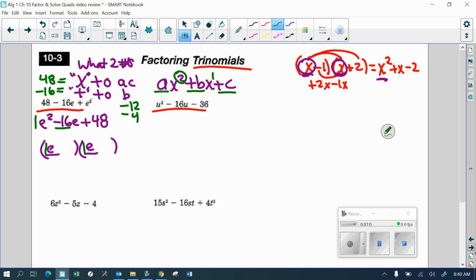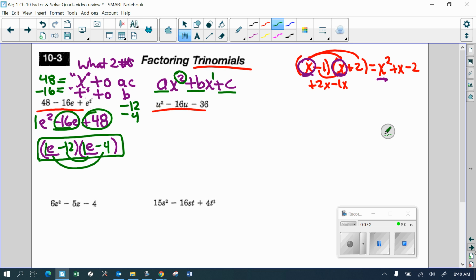Okay, so since these coefficients are 1, I can just add in the negative 12 and the negative 4, and I'm done. I can guarantee I'm right by multiplying this back out. I get e squared, and I have negative 4e and a negative 12e is my negative 16e, and negative 4 times negative 12 is my positive 48 at the end there.